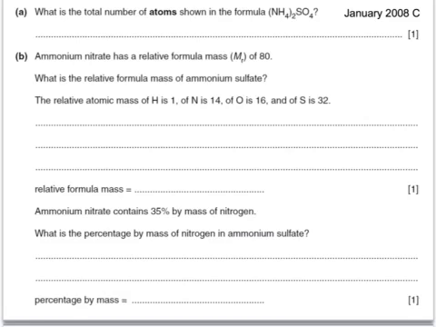Here's a past paper question. What's the total number of atoms shown in this formula of ammonium sulfate? Well, I'd write this down. I'd say that there's 2 nitrogens, that there's 8 hydrogens, because there's 2 lots of 4, there's 1 sulfur, and there's 4 oxygens. And when we add those numbers together, 2 and 8 is 10, and 1 is 11, and 4 is 15.